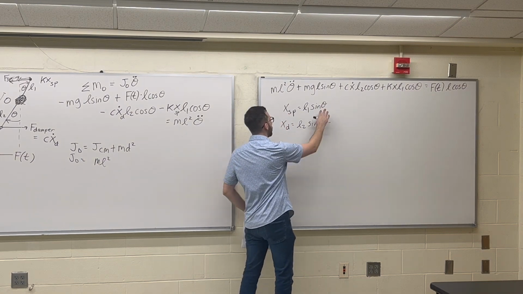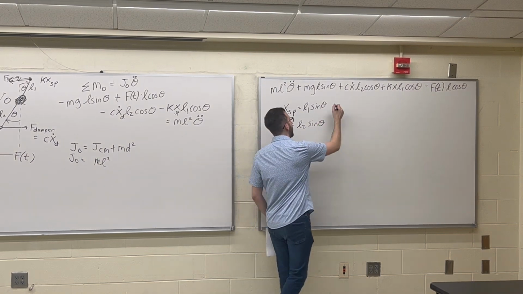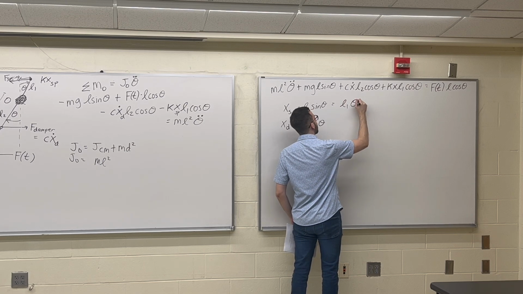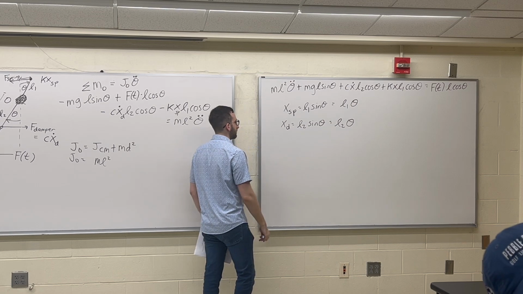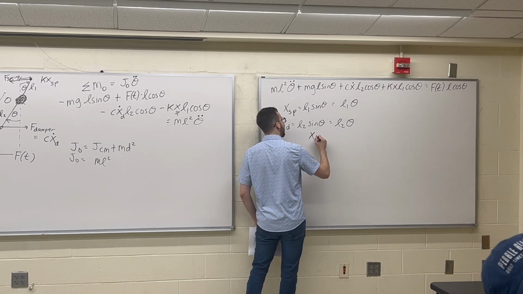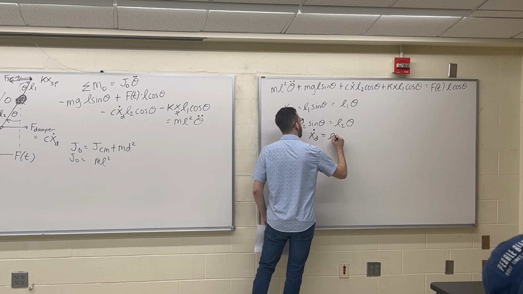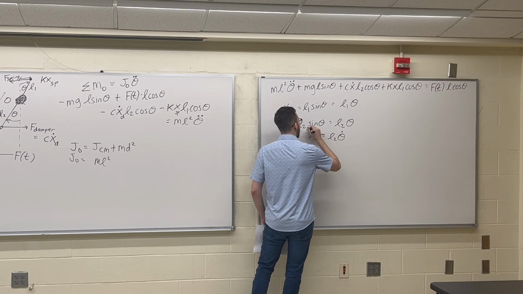Let's use our small angle approximation. This will be L1 theta, and this will be L2 theta. And now if I do x dot, you will end up with L2 theta double dot.